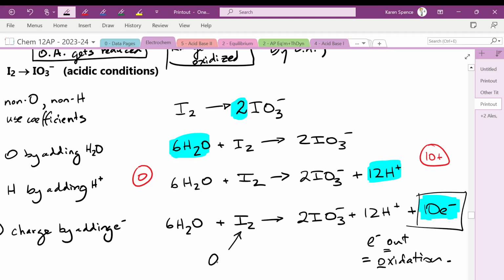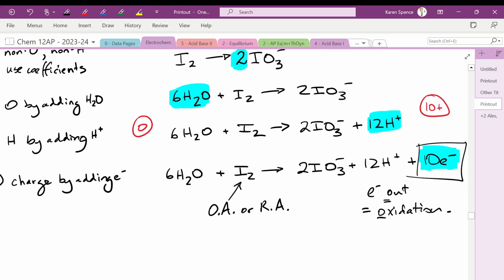I2, is it an oxidizing agent or is it a reducing agent? It got oxidized, therefore it is a reducing agent.